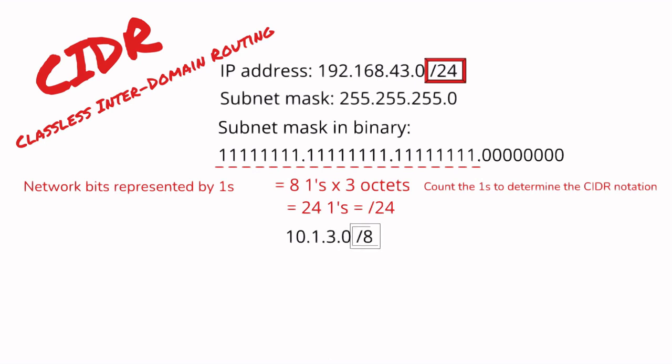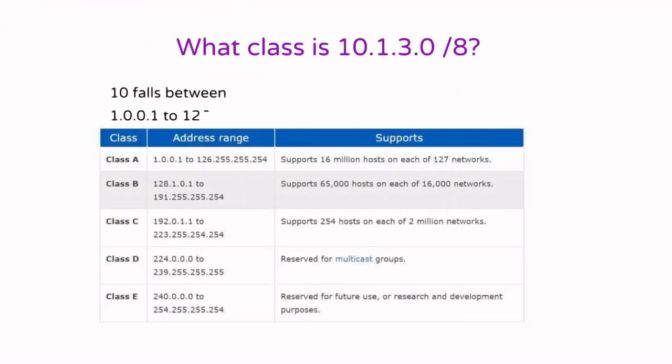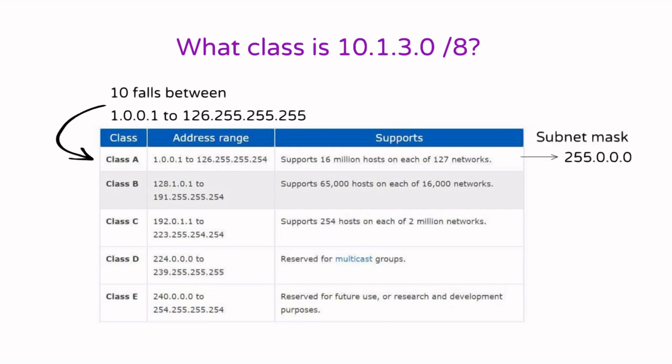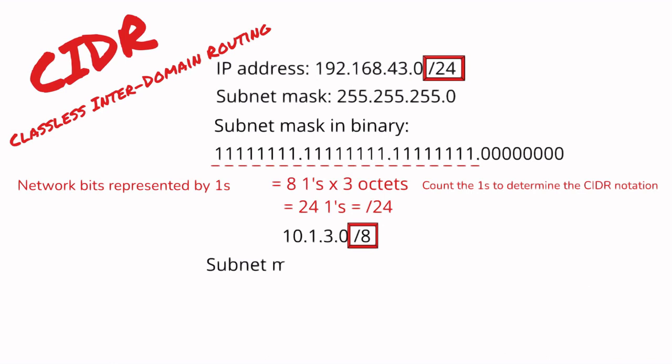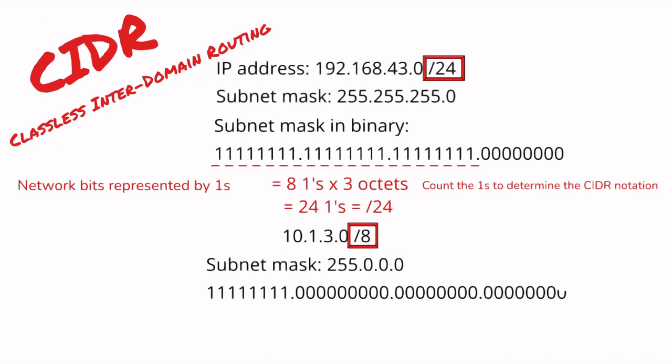So if we had a /8 network, it would indicate the Class A address, right? Because the subnet mask of a Class A address is 255.0.0.0, which would be 11111111, with the remaining octets populated with zeros. If you see an address with CIDR notation, it also indicates the subnet mask. So it's an easy way to quickly identify a network.